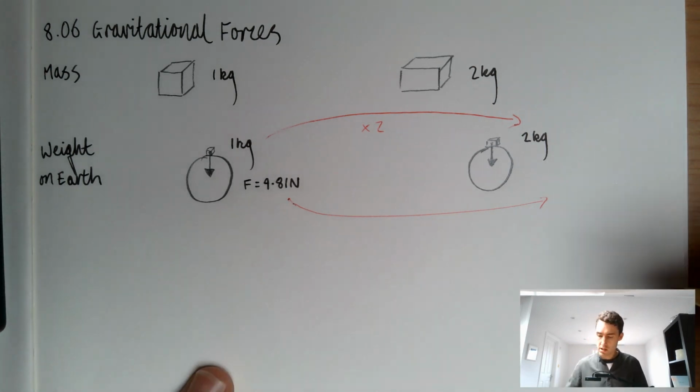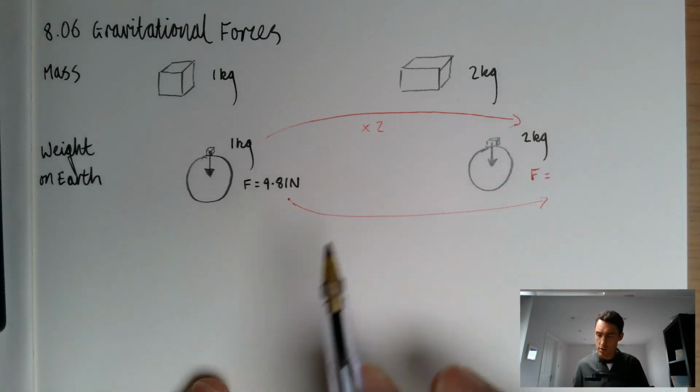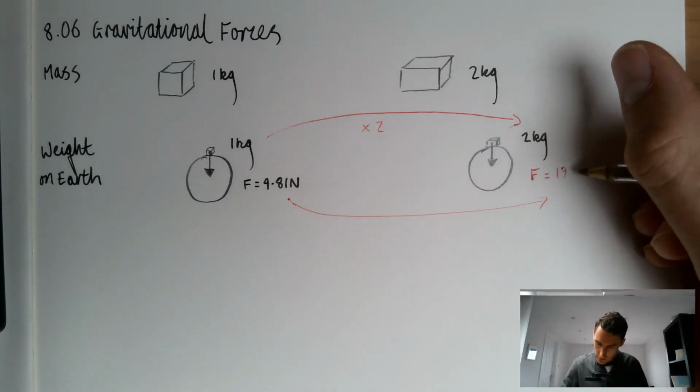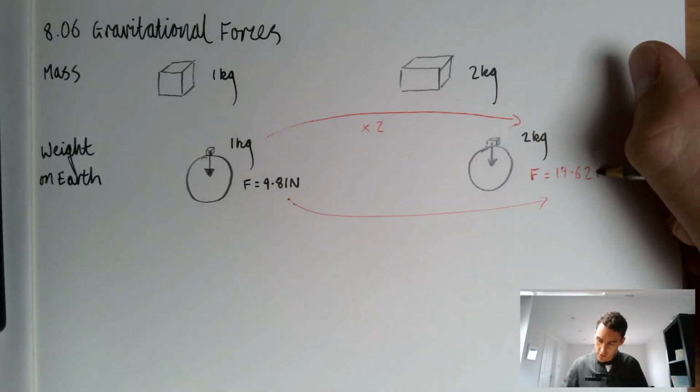So this means my force, in this case, is 2 times 9.81. You could put this into your calculator if you like. On this video, I'm just going to do it in my head. Here's one I prepared earlier, and it's 19.62 newtons.